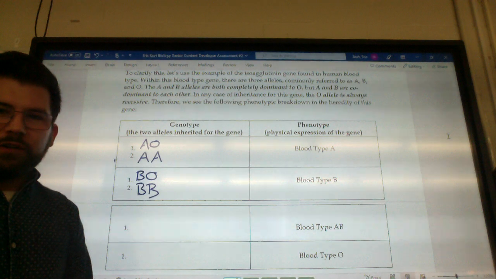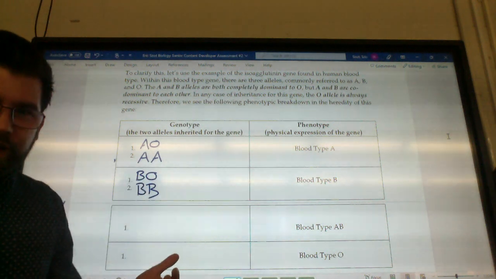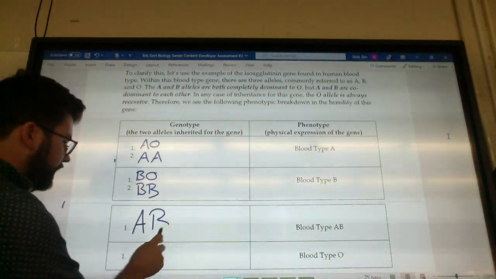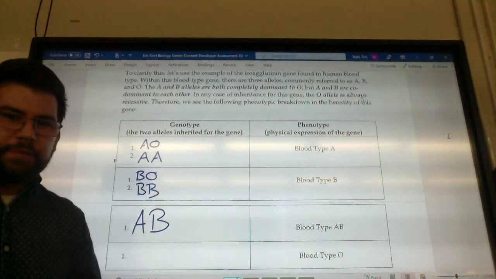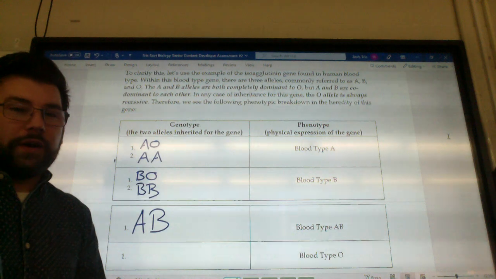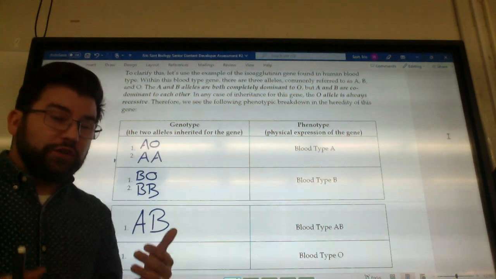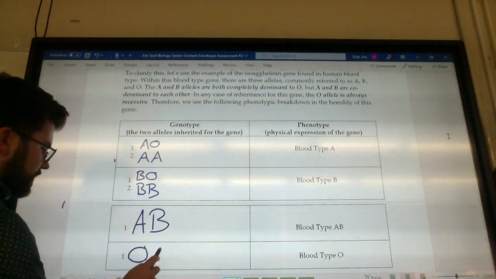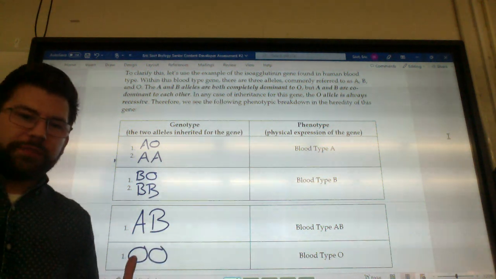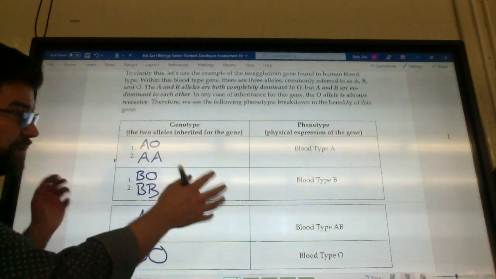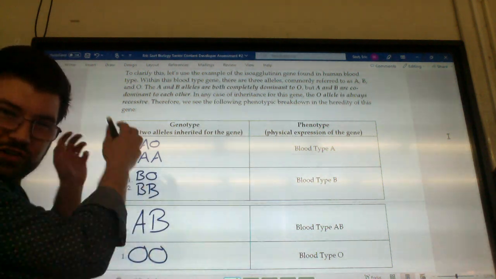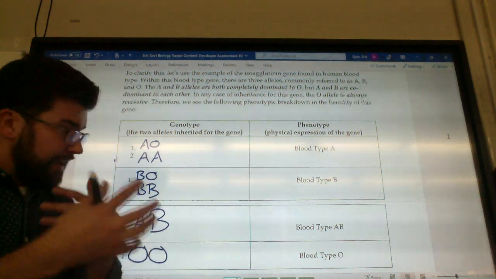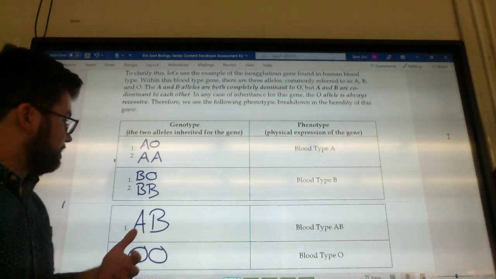Blood type AB, the third one here, only one way for that one to play out. A and B are co-dominant to each other. So the only genotype option there is AB. And O, the last one, is always recessive. So the only way to have the phenotype of blood type O is to be homozygous recessive, two copies of the O allele. That's how this breaks down: your genotypes, your phenotypes, and how we see the different patterns of dominance interacting between the multiple alleles.